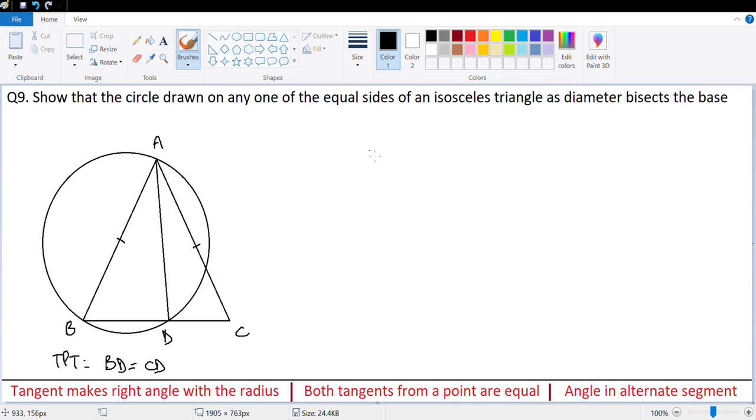Okay. This angle here would be 90 degree, angle in a semicircle. This angle obviously is 90 degree. What else do I have? So let's just write this down, whatever we've done.